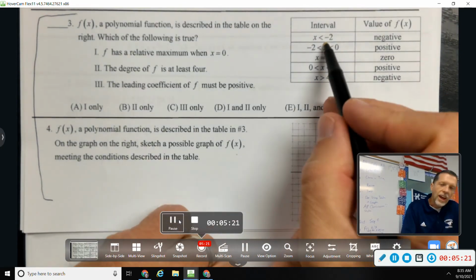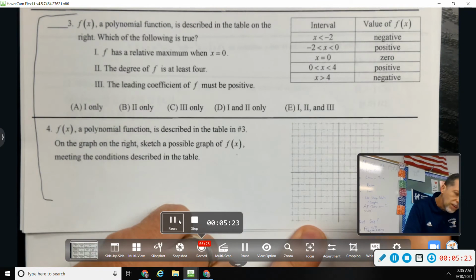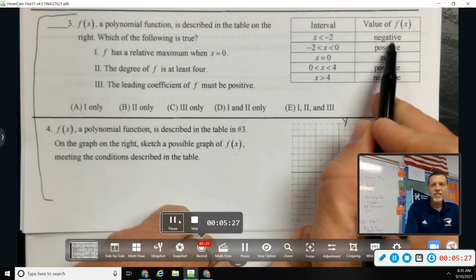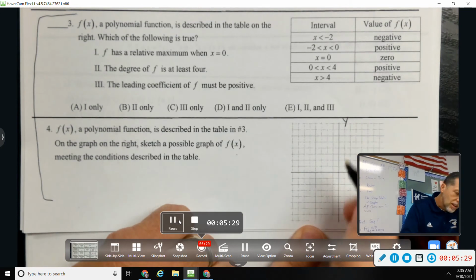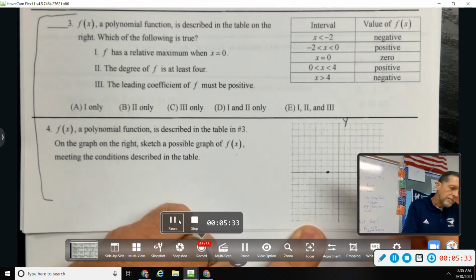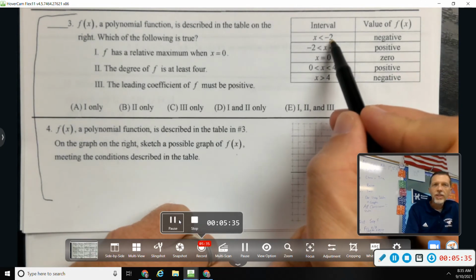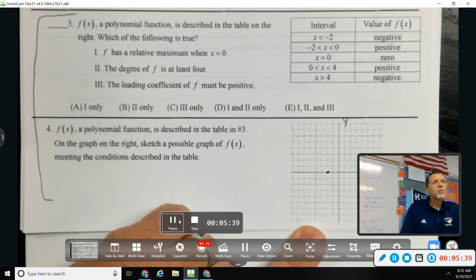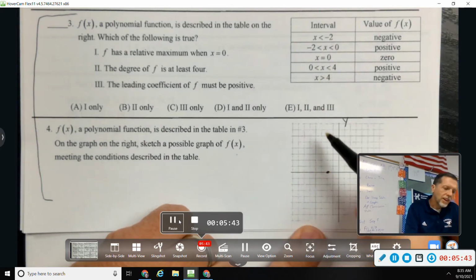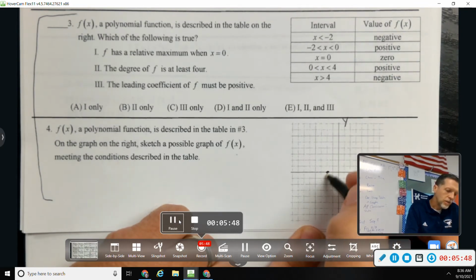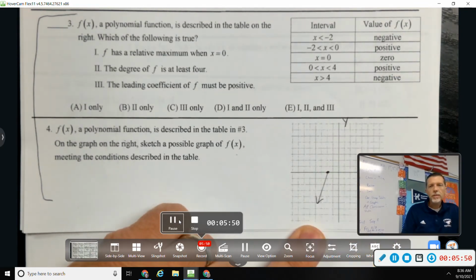So when x is less than negative 2, the value of f of x is negative. So starting at negative 2 and going to the left, anything to the left of negative 2 would be below. Guys, please listen, because this is a new kind of problem. When x is less than negative 2, so over here, f of x is negative, so down that way.